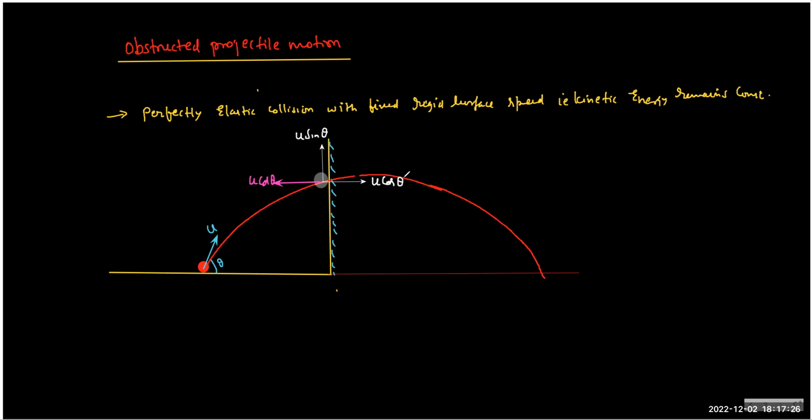Are you getting my point? What I'm saying? Yes, sir. The journey you were supposed to travel on the right, as a result of collision, what will happen? The same journey you will travel in the opposite direction. So this wall will act as a mirror, and you can think that the remaining journey will form a mirror image on the other side. So it will become like this.